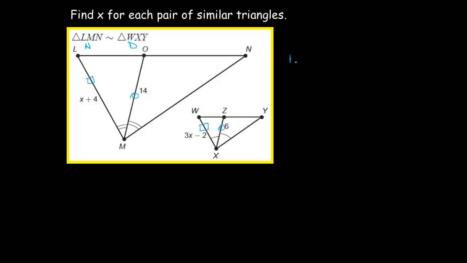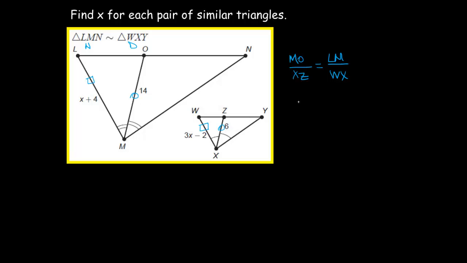Let's just say MO over XZ. See how I put the larger triangle in my numerator? And then I'm going to have LM over WX. Then I'm going to substitute the values.